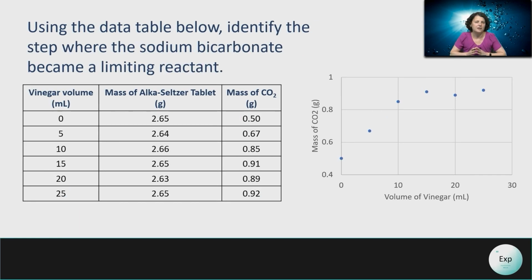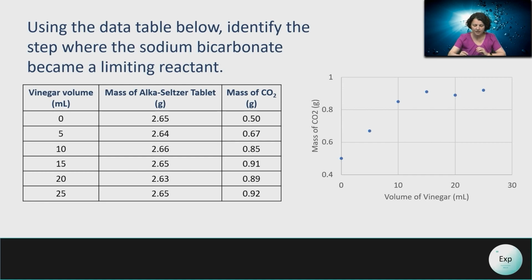So in the case of the Alka-Seltzer tablet, initially the limiting reactant was the citric acid and the excess reactant was sodium bicarbonate. Then with continual addition of the acetic acid, we should be able to establish at what point the sodium bicarbonate became the limiting reactant.